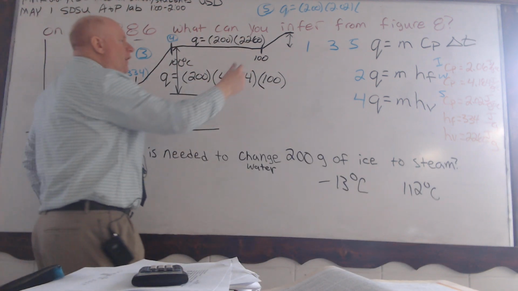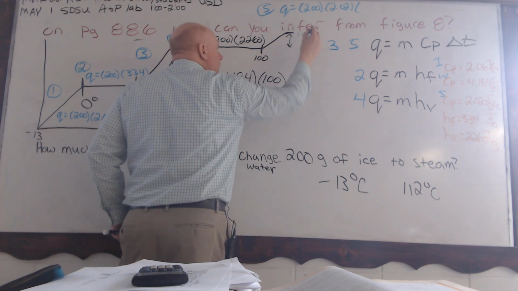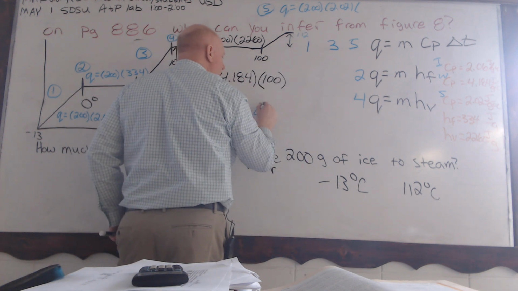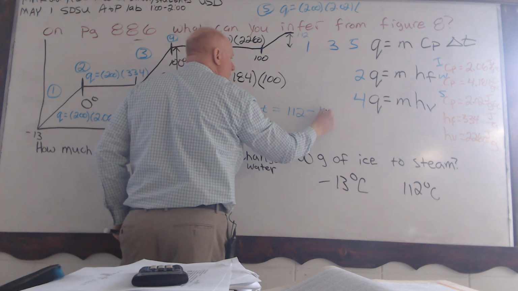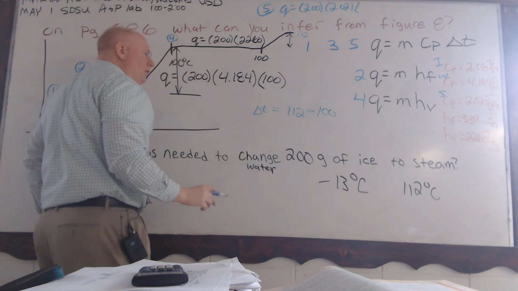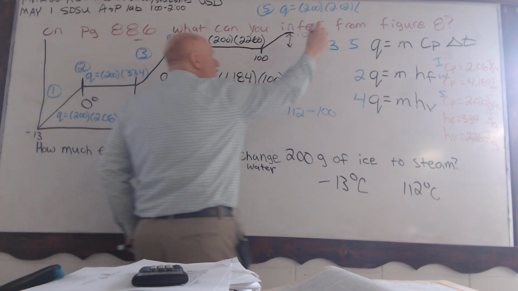Remember, temperature final, 112. So temperature final, so when you subtract those two, your temperature range is just what? 12 degrees.